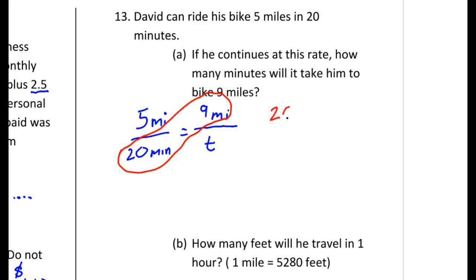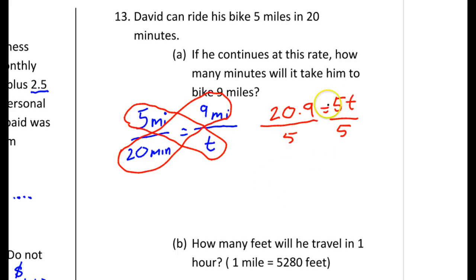We have 20 times 9 equals 5 times T. Now again, you might be tempted to multiply these together. It might just be easier if they're compatible numbers here. Just divide. So 5's cancel out. 5 doesn't go into 9, but 5 goes into 20 4 times. So 4 times 9 is 36. So it looks like 36 minutes. David can go 9 miles. So 36 minutes.